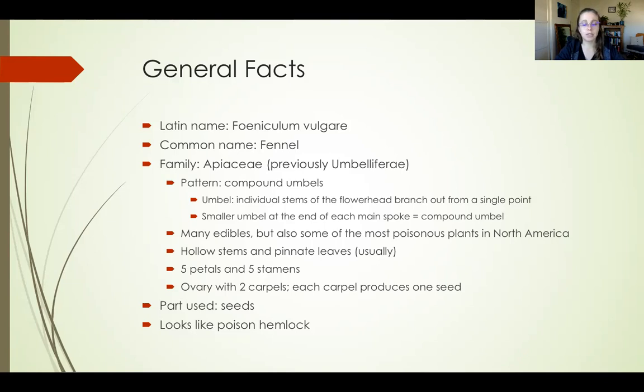Another feature of this family is that they have hollow stems and pinnate leaves for most of them. There are 5 petals and 5 stamens. And the ovary, which is the reproductive part of the flower, has 2 carpels, and each carpel produces 1 seed. So if you come out when the plant is sort of dry, you'll see where all the flowers were, all the little seeds, and you can get a better picture of what that looks like.